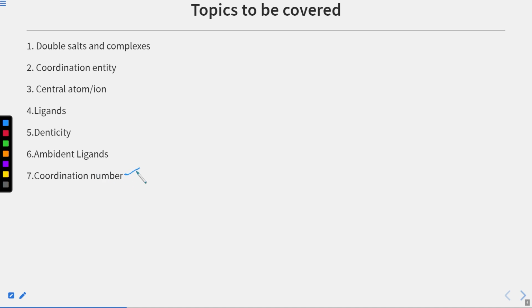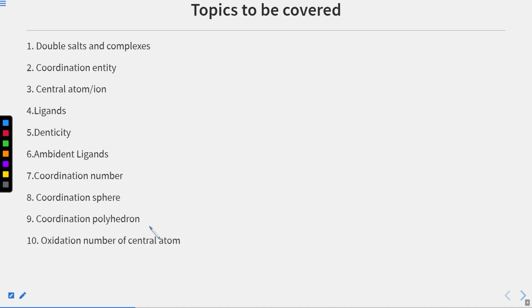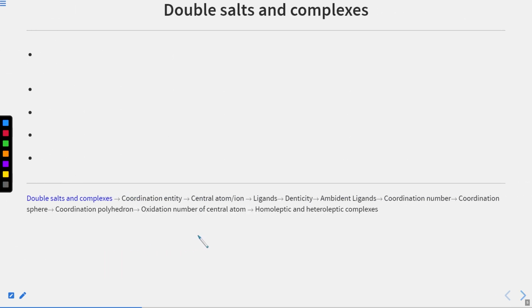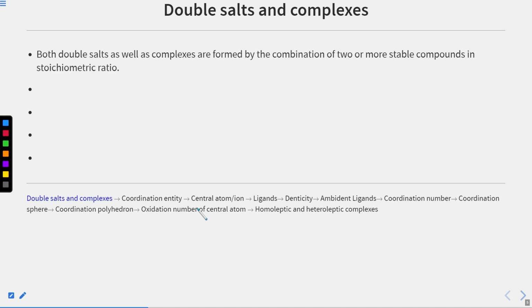Further, we'll move to coordination number and we will talk about coordination sphere. Then we will talk about the structure and about the oxidation number of the central atom. Then we will see the difference between homoleptic and heteroleptic complexes. So let us start today's class with double salts and complexes.